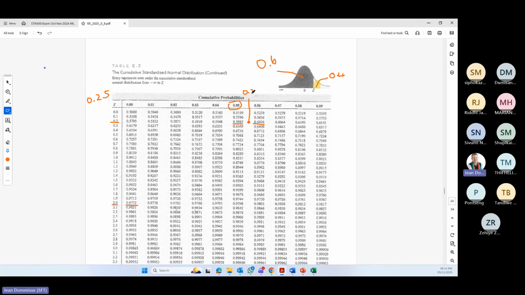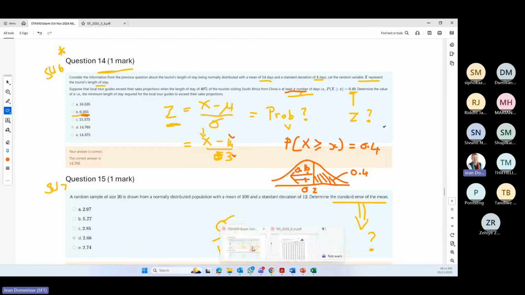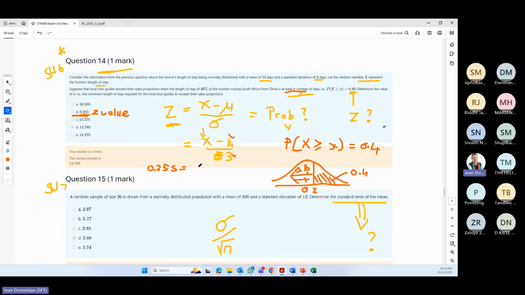0.255, but look at that answer. So the small answer that I originally said should be wrong, that was actually your Z value. So if they ask you to work out the Z value, there was your Z value actually as one of the answers. Okay, so Z is 0.255, and that is equal to x minus 14 divided by 3.